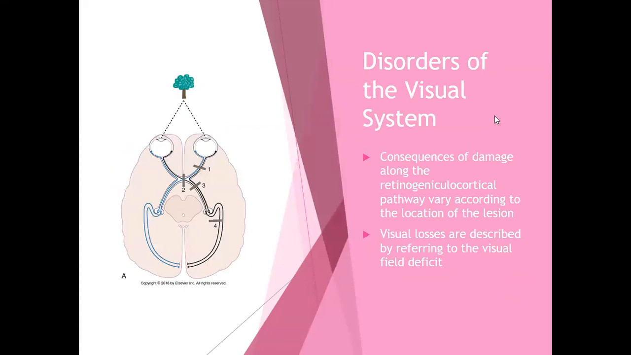So when you have lesions in the visual system, where the damage is going to change what kind of visual loss you have. Visual losses are usually described by referring to the visual field deficit, so what's missing. And the visual field deficit is going to be different depending on where the lesion is along that pathway.